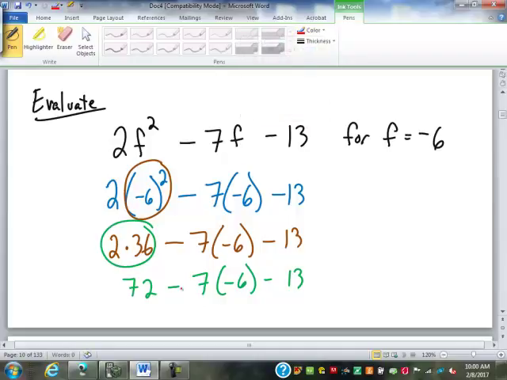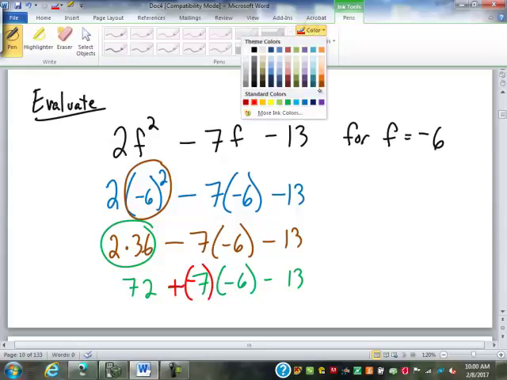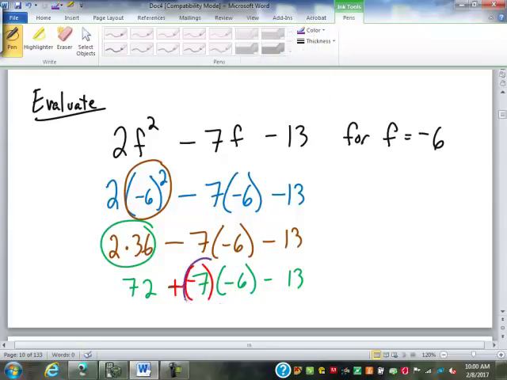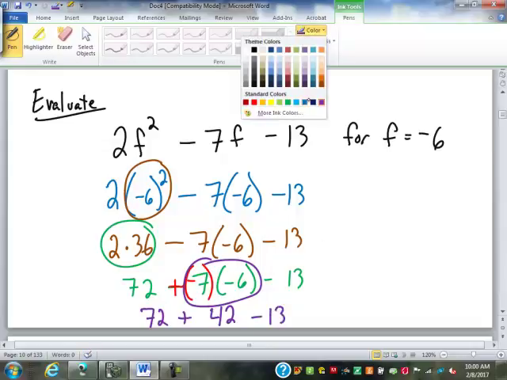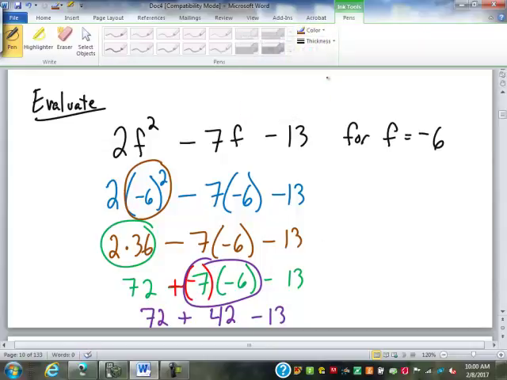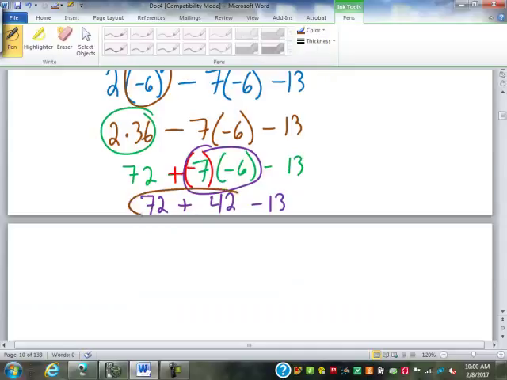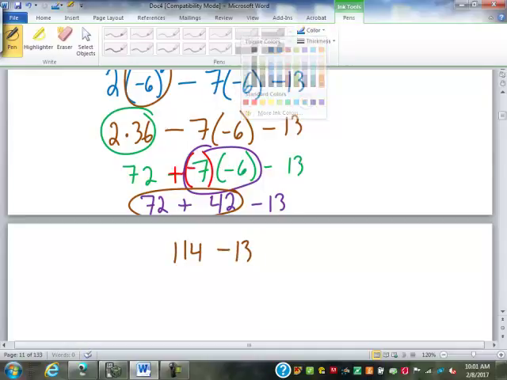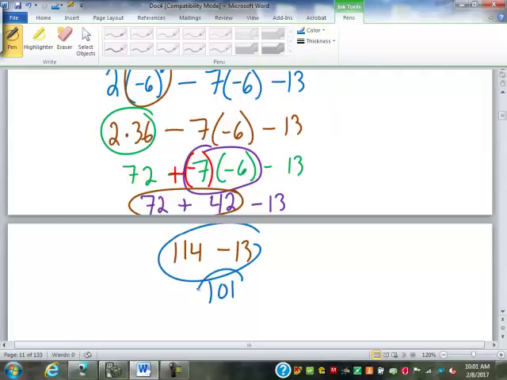Now I am probably going to treat this as plus a negative 7 here. So that when I multiply there, negative 7 times negative 6 is 42. So this is 72 plus 42 minus 13. Now I can just add and subtract left to right. 72 plus 42 is 114. And then minus 13, 101.